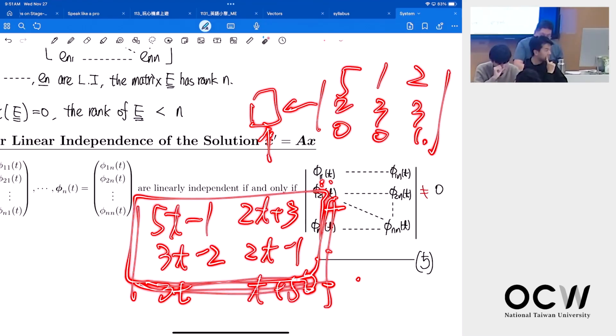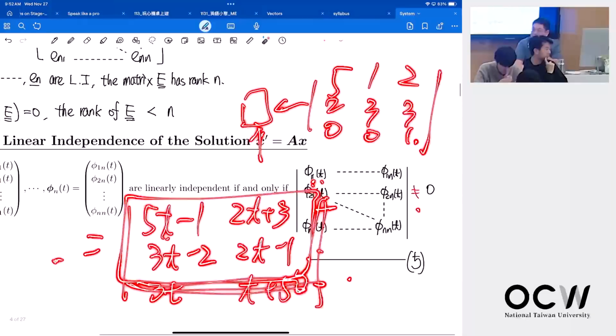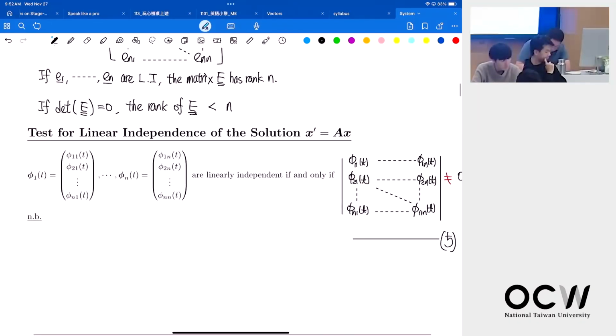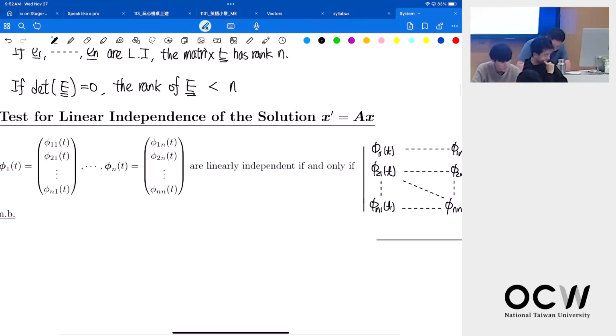Then your result is a function of time as well. How do I know it is 0 or not? Because I have a t, right? So how do we check this equation 5?